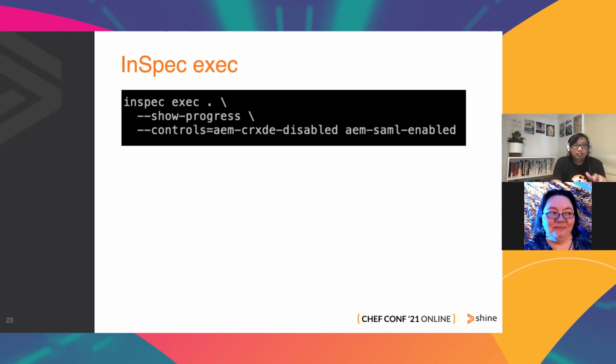This is useful when there are so many tests to be executed. And for this example, I also specify which controls I want to supply. In this case, I just specify those two controls that were defined in my control files. But in practice, your inspect profiles might have hundreds of controls, and you can just execute some controls depending on where you want to execute them.